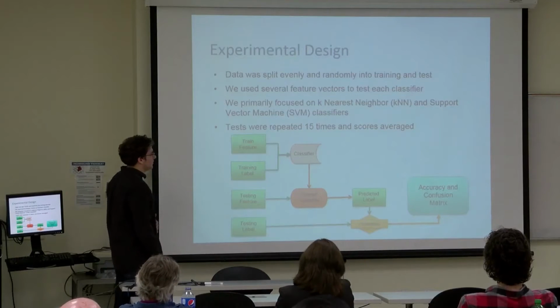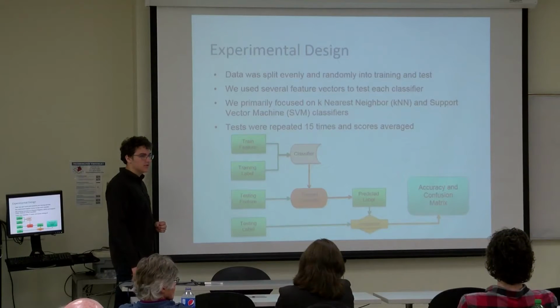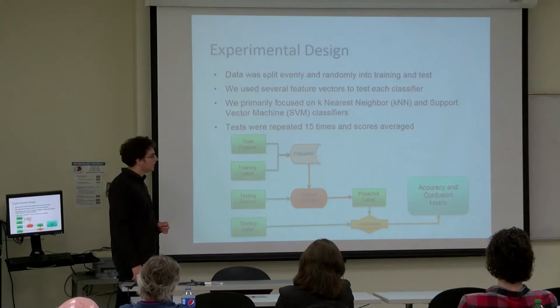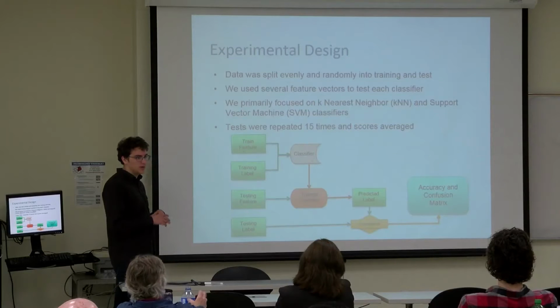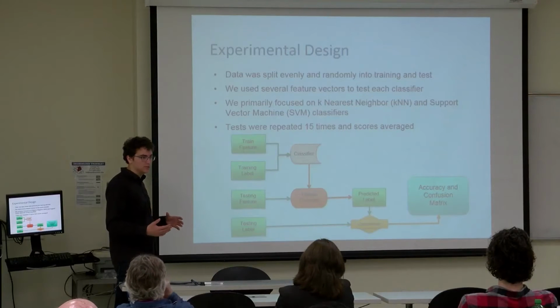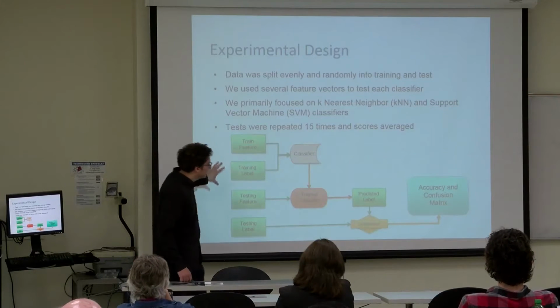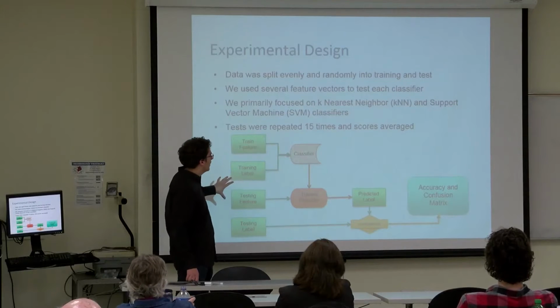We primarily focused on using the k-nearest neighbors and support vector machine classifiers. K-nearest neighbors is faster, but it also doesn't tend to deal with high dimensionality data as well. We worked on repeating our tests because we're randomizing, and we want to make sure that our results were real. So this is the general outline of our whole design.